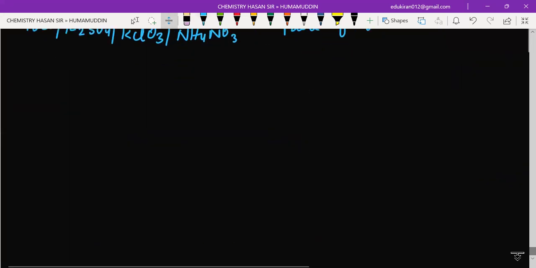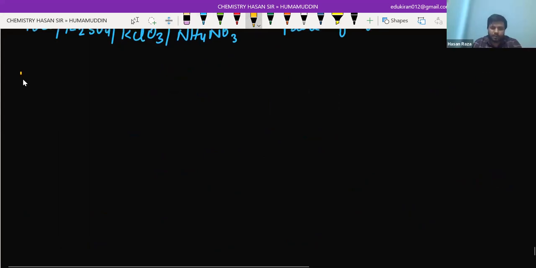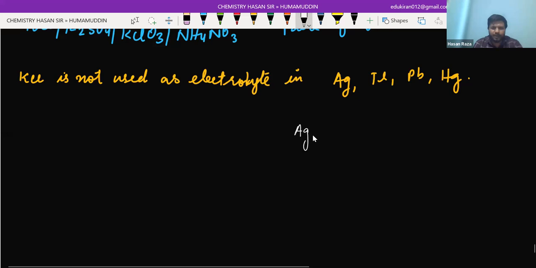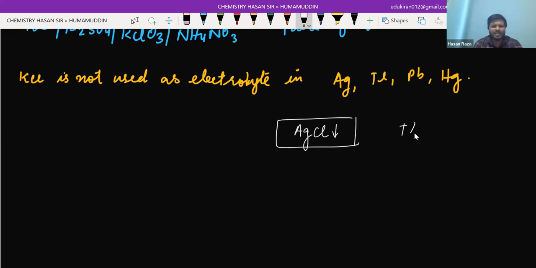Yes. Okay. Now see. First of all, this is a very important point. KCl is not used as electrolyte if you have an electrode of Ag, thallium, lead and mercury. Why is it so? Because Ag will come in contact with Cl and precipitate, in the same way TlCl, in the same way PbCl2. Are you getting my point? This precipitate is insoluble, and you know what will happen, the battery will swell and unfortunately it will be dead. Are you getting my point?